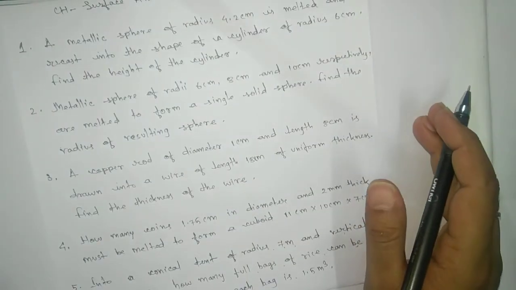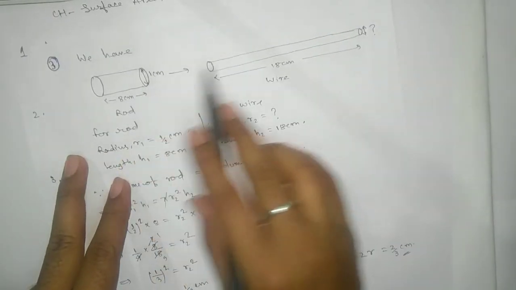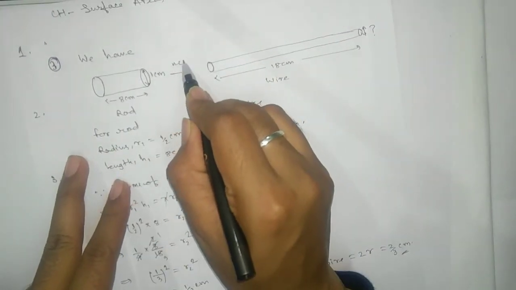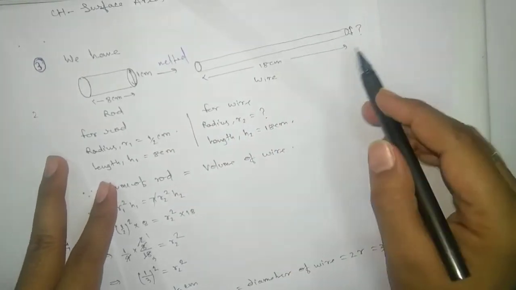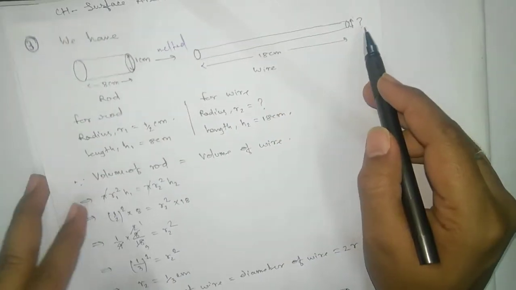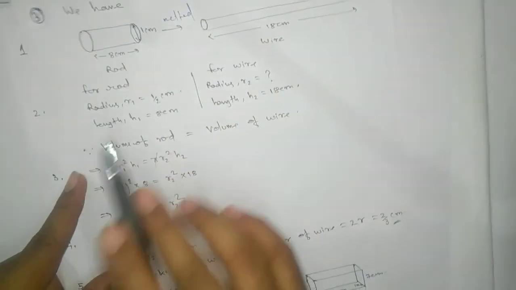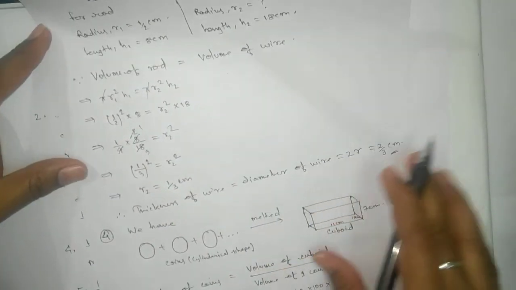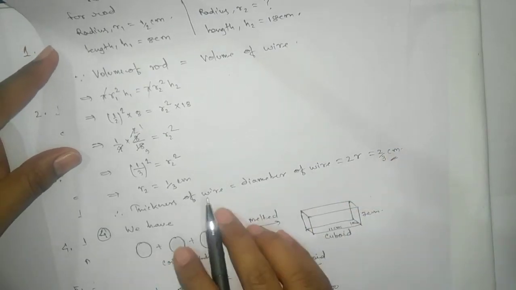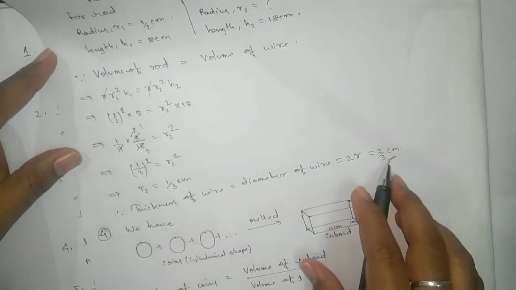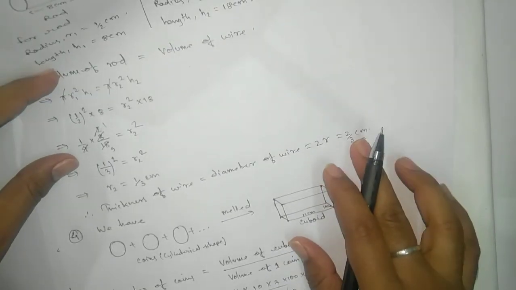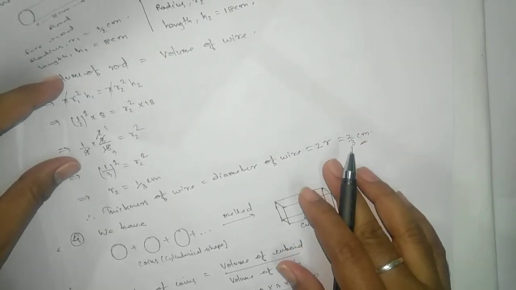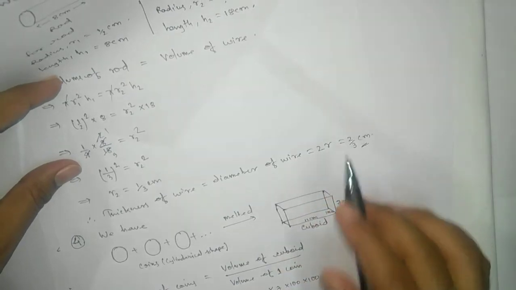Okay, next the third one, that is a copper rod problem. Here this is your rod, converted by melting or recasting. We have got a wire here. We need to find the thickness, that means the diameter. We know that the volume of the rod must equal the volume of the wire. So we'll substitute here and we'll get our answer. The thickness of the wire means the diameter of the wire, and we'll substitute here and get the answer. You can keep your answer in this form, or you can keep it in a rough form also. But generally you should keep it in this form only.